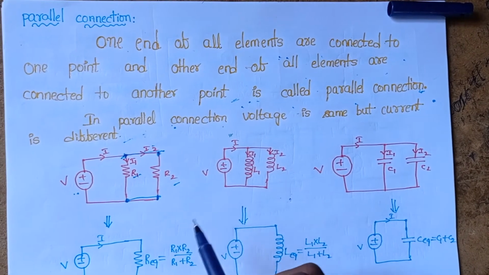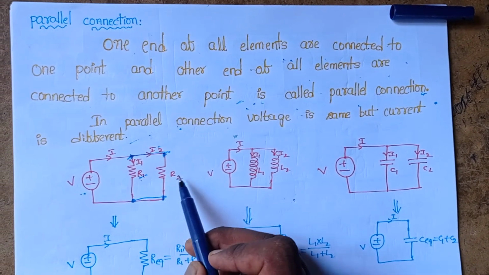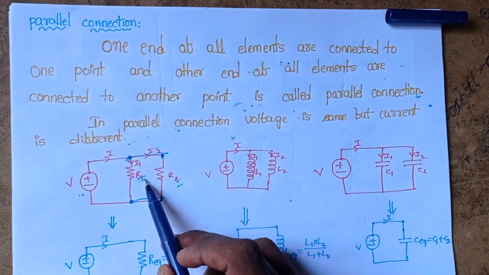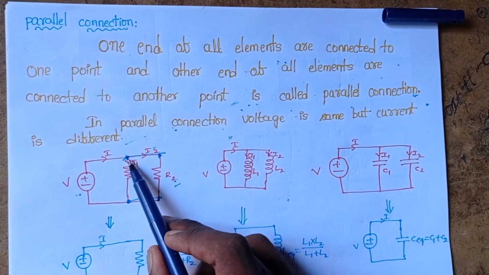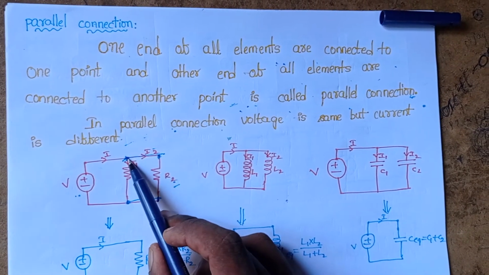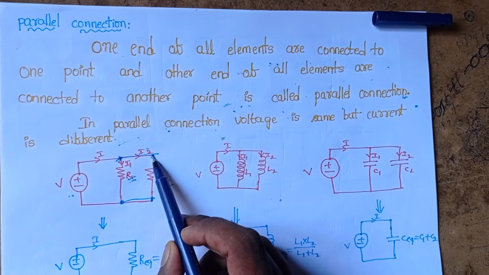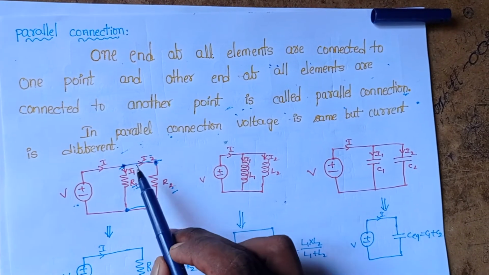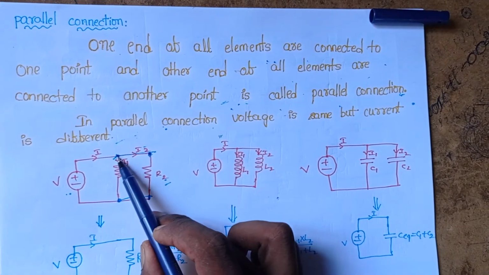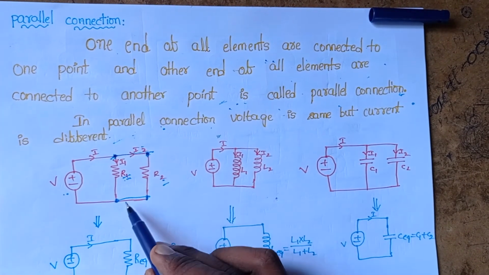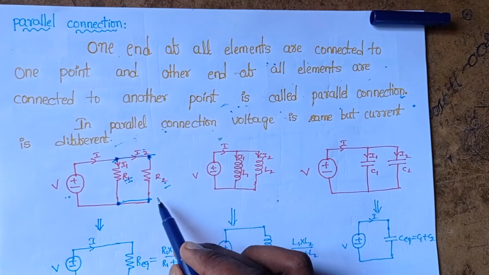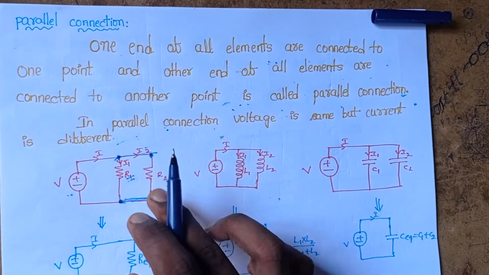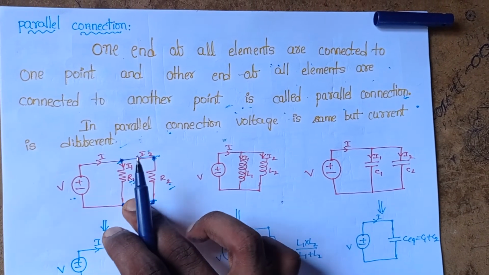Let's see this example. Here two resistors are connected in parallel. How can I say these two resistors are connected in parallel? The first ends of the two resistors are connected at one point. See here, this is the first end of the second resistor and this is the first end of the first resistor, and those two are connected at one point. The second end of the first resistor and the second end of the second resistor are connected at one point. This connection is nothing but parallel connection.